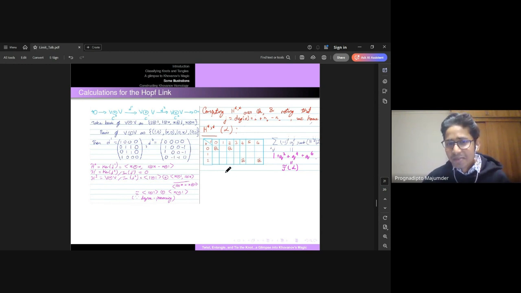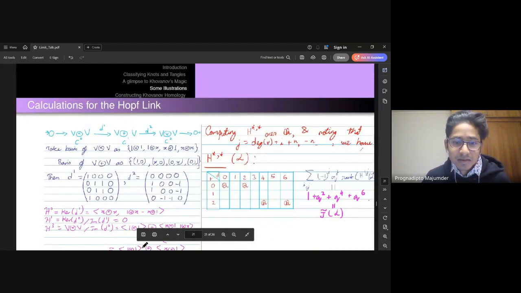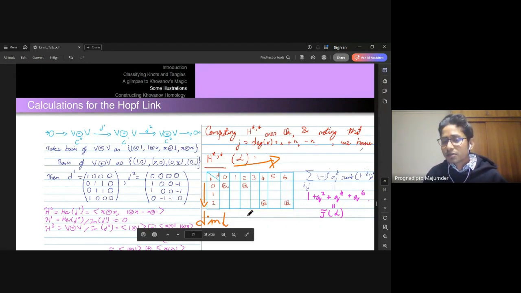But let me just say that over here you are getting this figure. Can you see this? This is the complete information I'm getting. So this is the dimension here, and this is the grading. So at dimension 0 and grading 0, I have one factor, and these Q's are where I get the non-trivial factors. So this is the complete information I get from Khovanov homology.